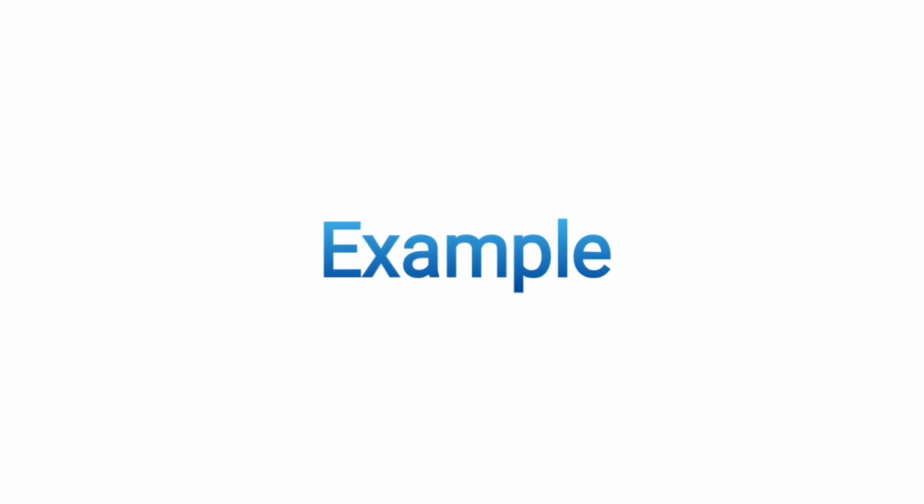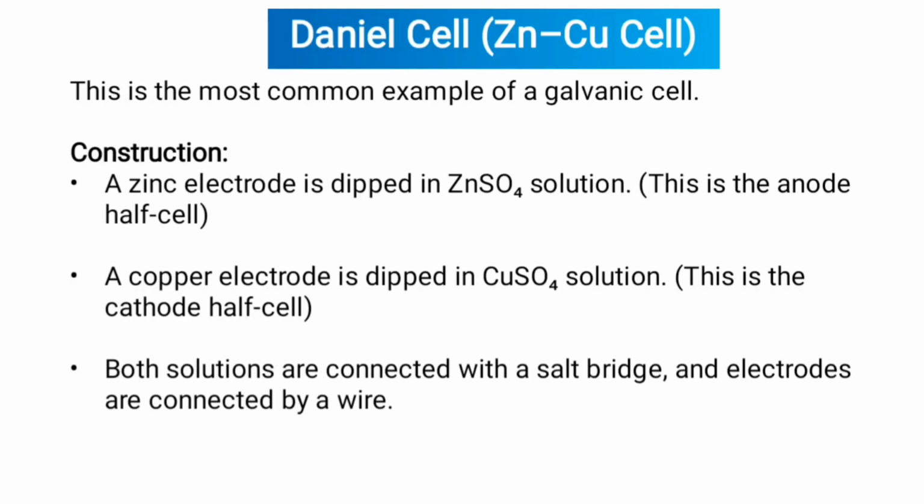Now, examples of galvanic cell. Daniell cell or zinc copper cell. But dear student, this is the most common example of a galvanic cell. Construction: a zinc electrode is dipped in zinc sulfate solution. This is the anode half cell. A copper electrode is dipped in copper sulfate solution. This is the cathode half cell. Both solutions are connected with a salt bridge and electrodes are connected by a wire.